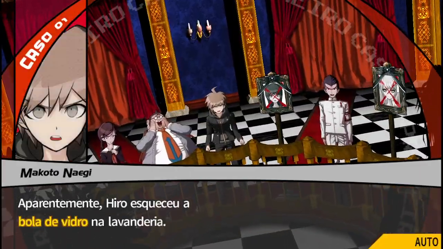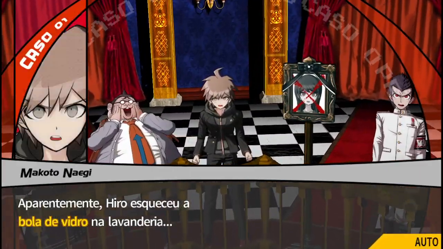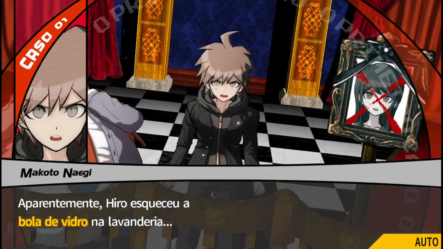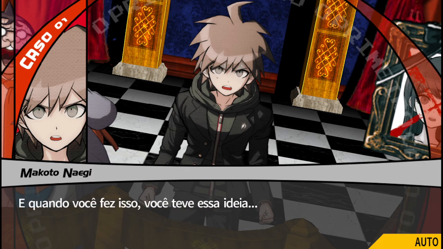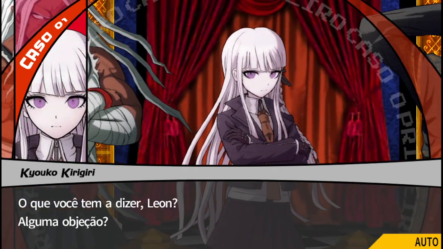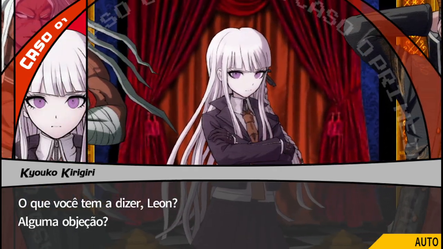It would appear that Hiro simply forgot his crystal ball in the laundry room. You went there to try and wash the blood out of your shirt, and that's where you saw it, right? Seeing the ball, you thought of a way to take care of everything. So, Leon, do you object to anything that's been said?